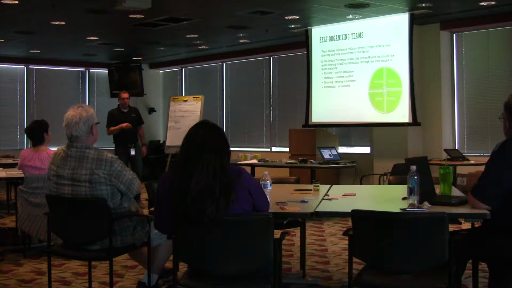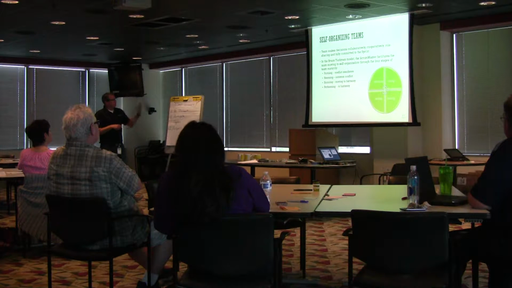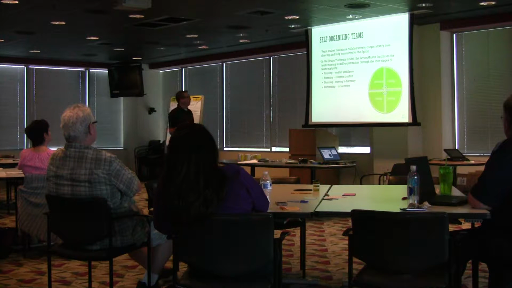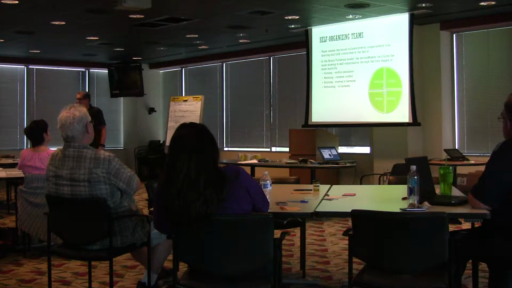Self-organizing teams. I told you there's another 4-quadrant model. What this means is teams make decisions collaboratively, cooperatively, voluntarily, and building strength. Bruce Tuckman came up with this team maturation model. You've heard of forming, storming, norming, performing. All teams go through that.